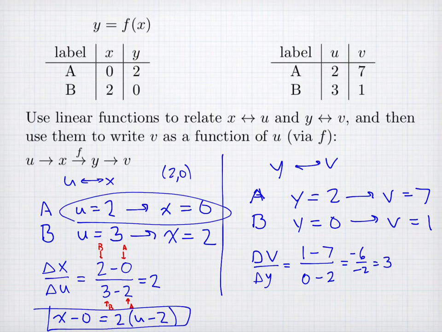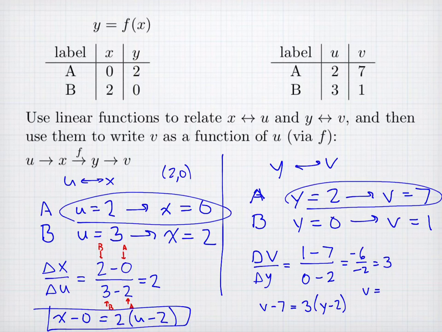Using a point, let's see what point can we use. Let's use (2, 7). v minus 7 equals slope 3 times the change in y, y minus 2. In other words, v equals 3 times y minus 2 plus 7. If I simplify that, I get 3y minus 6 plus 7, which is 3y plus 1. So this is my second transformation.